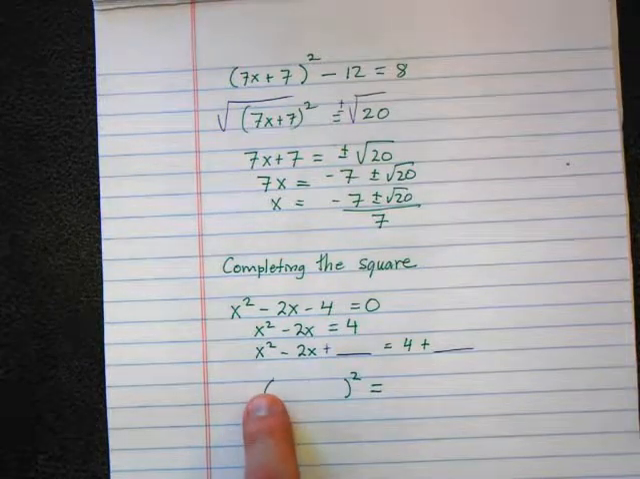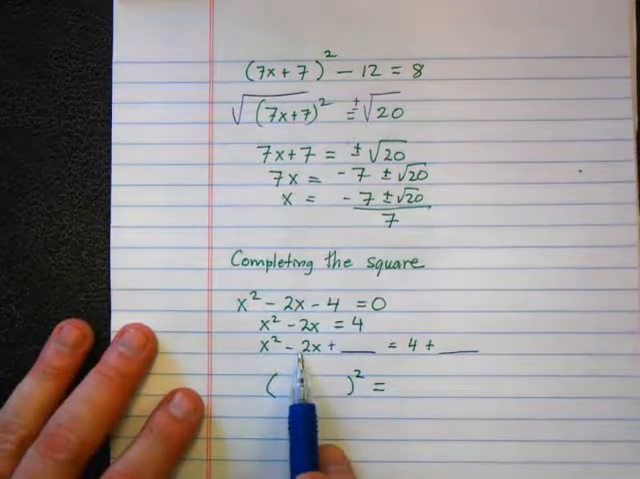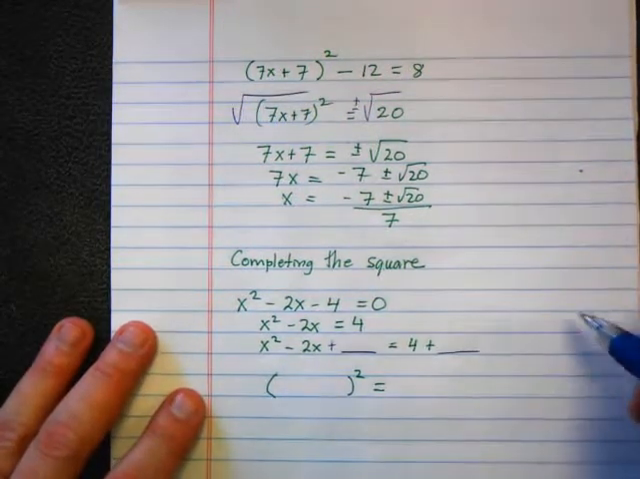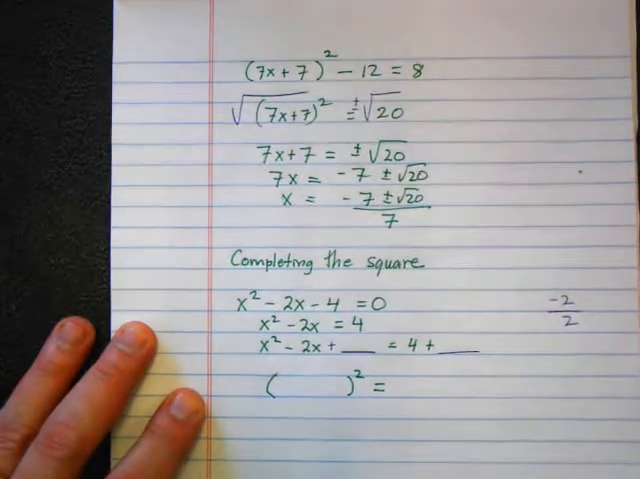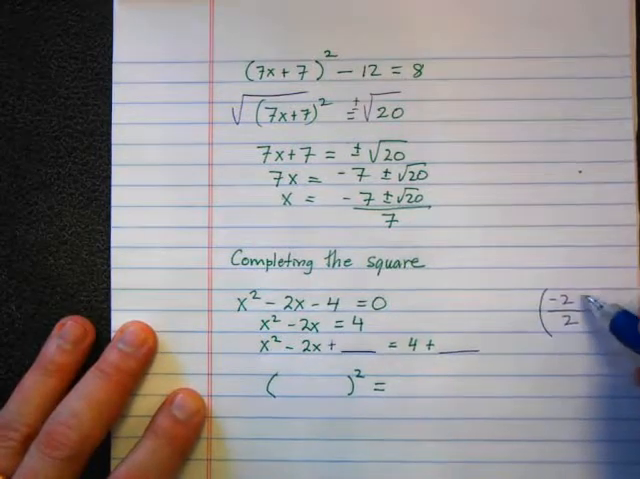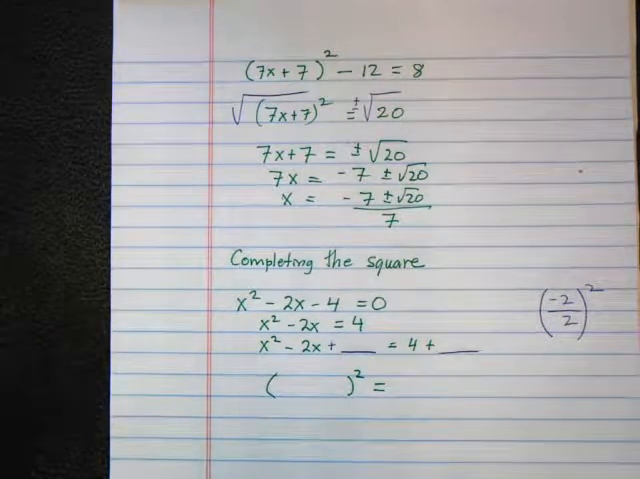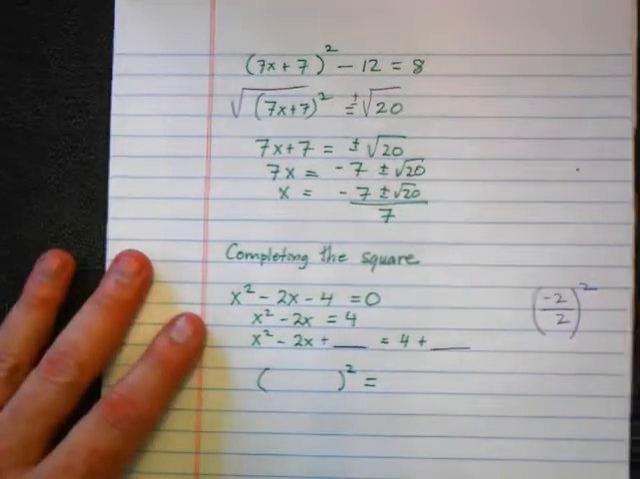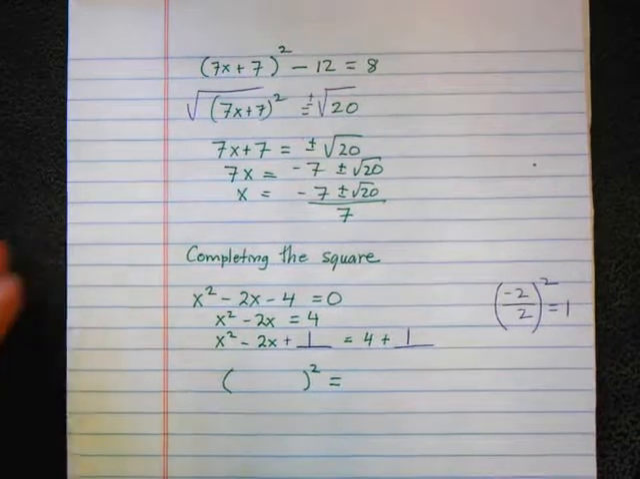All right, so here's how you figure out the magic number. You take this number in the middle, which is negative 2. You divide it by 2. You're always going to divide it by 2, no matter what that middle number is. And then you square it. So what's negative 2 divided by 2? Negative 1. And then you take negative 1 and square it, you get 1. So your magic number is 1. So I add 1 to both sides.